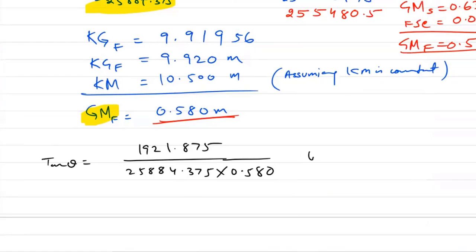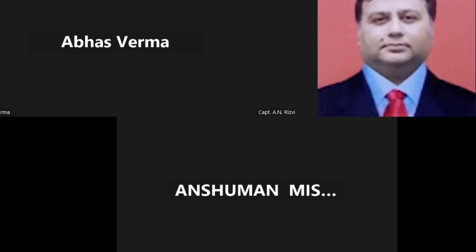So 7 degrees 17.26 minutes towards port side, because we assumed the port side. What if we assume it's starboard side? Then the answer won't be different, the answer will be the same. The only thing is instead of port, you write starboard.